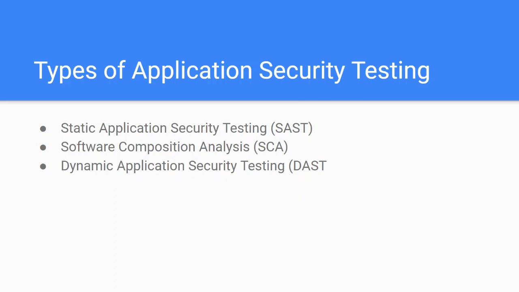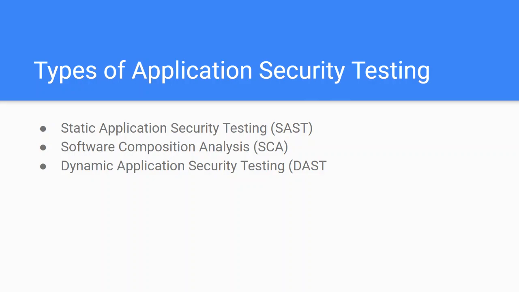Where I have worked, we use three approaches, three techniques, for application security testing. First is static application security testing, that is SAST. It's a very famous one. Then we have software composition analysis, SCA. In the last, we have dynamic application security testing, DAST. We will discuss them in detail in further slides.